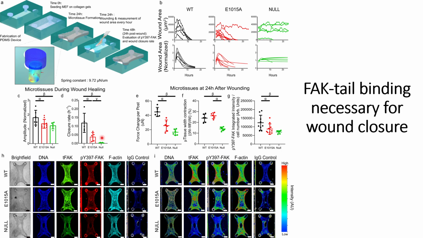So these all immunostaining results are also in line with the quantitative analysis that is shown in this figure. So this overall indicates that FAK tail binding is necessary for the wound closures, and it will have the highest wound closure rate compared to the mutated one. And without FAK, they do not see any wound closures.